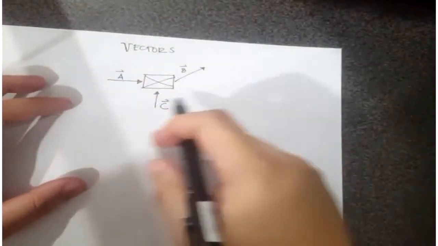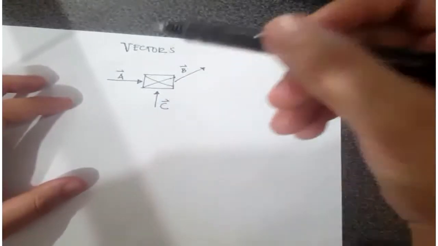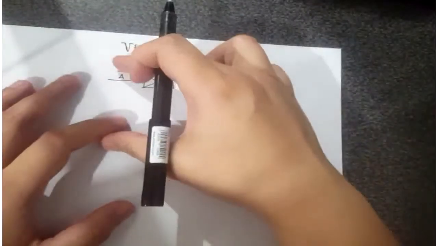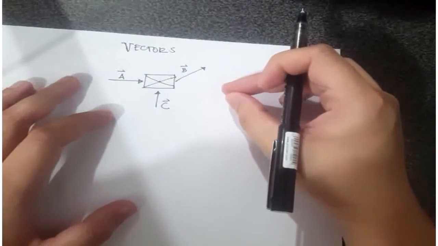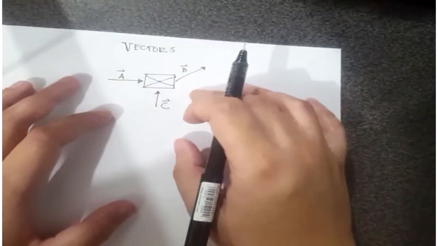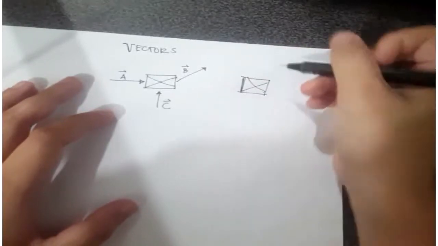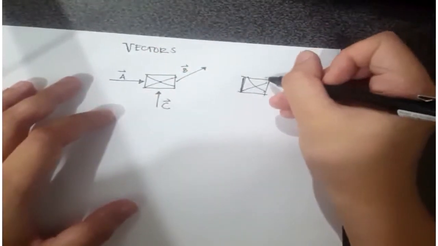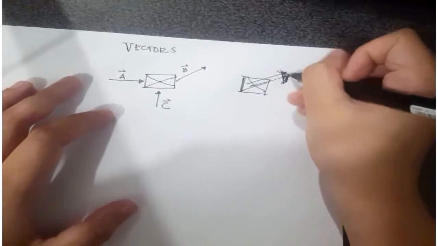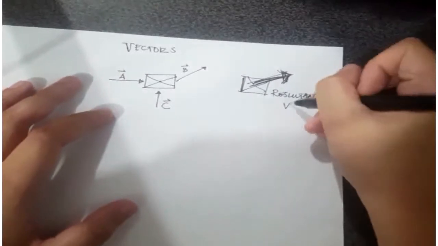So as you can see here in the picture, there are three vectors, vector A, B, and C, acting upon an object. We say that these three vectors can be represented using a single vector, or the effect of these three vectors can be represented by a single vector. The effect of a single vector is what we call the resultant vector.